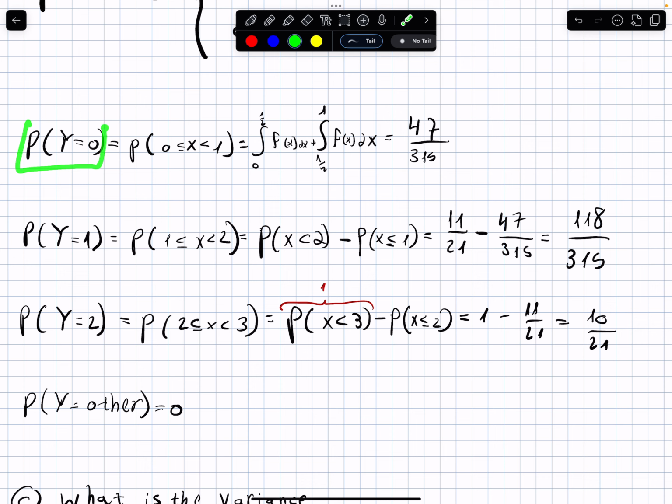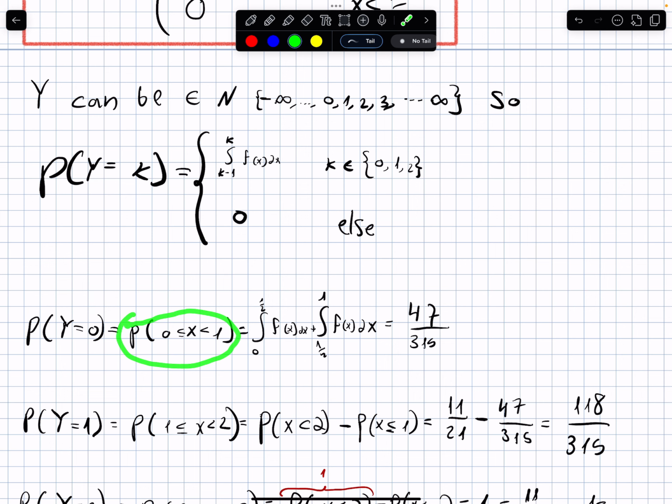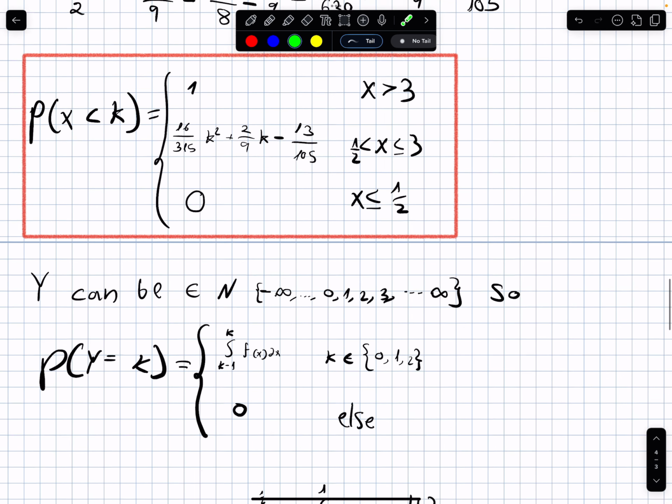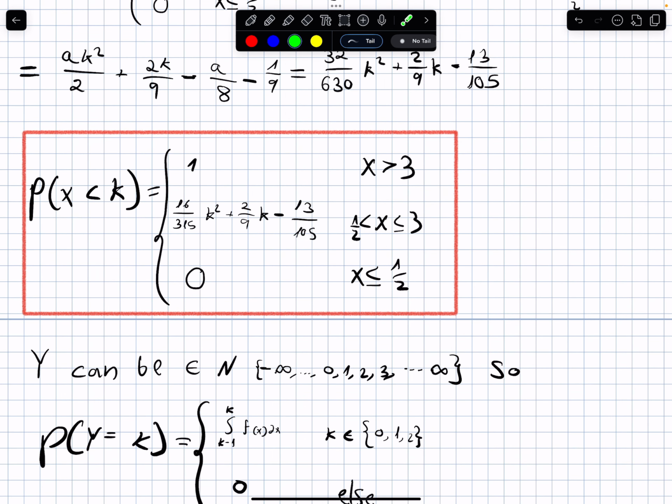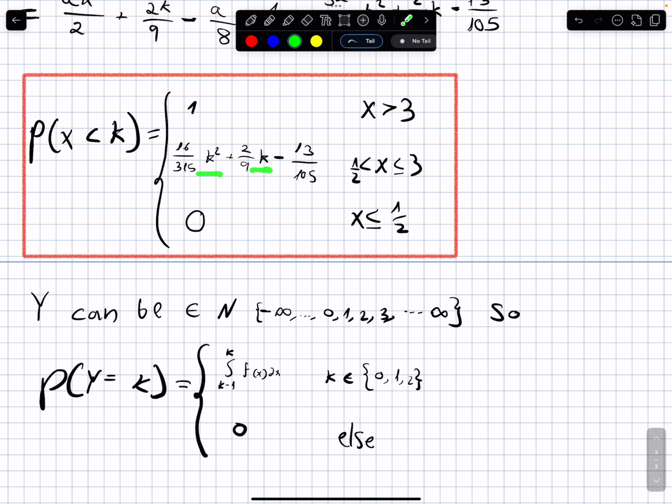First of all, for p of y equals 0, I wrote it as the probability with x between 0 and 1. Because I know between 0 and half it is 0, I can just delete this and integrate between half and 1. Then I get 47 divided by 315. It was easy because I could do this really easily with this function: just put 1 instead of the k.